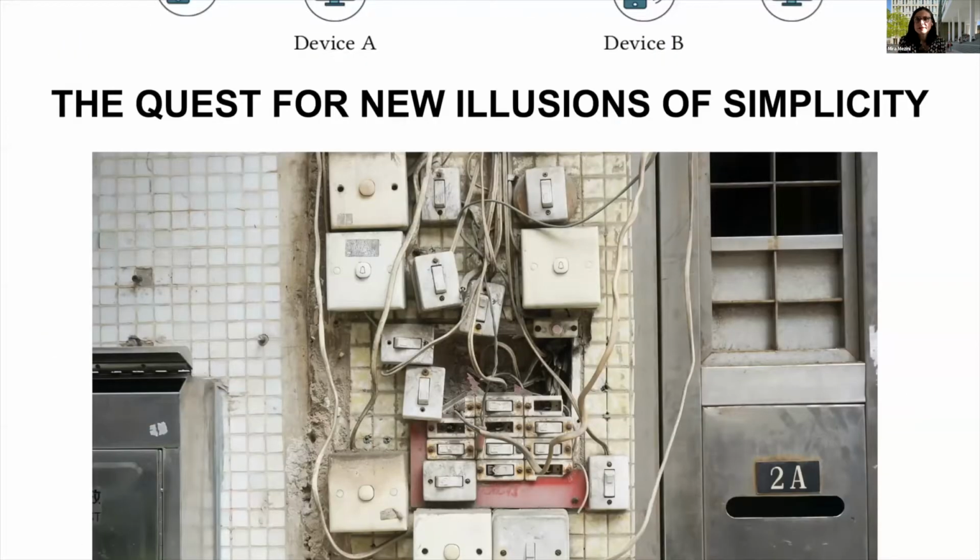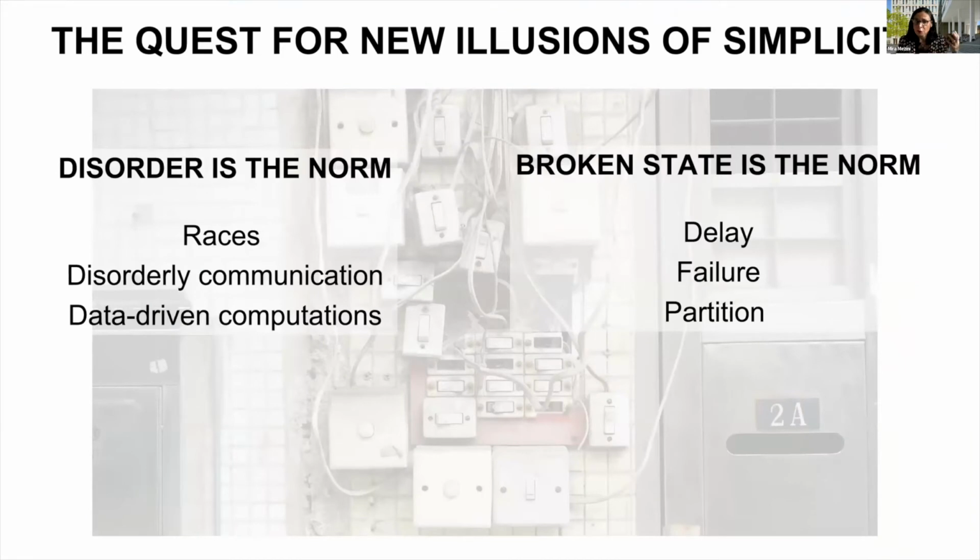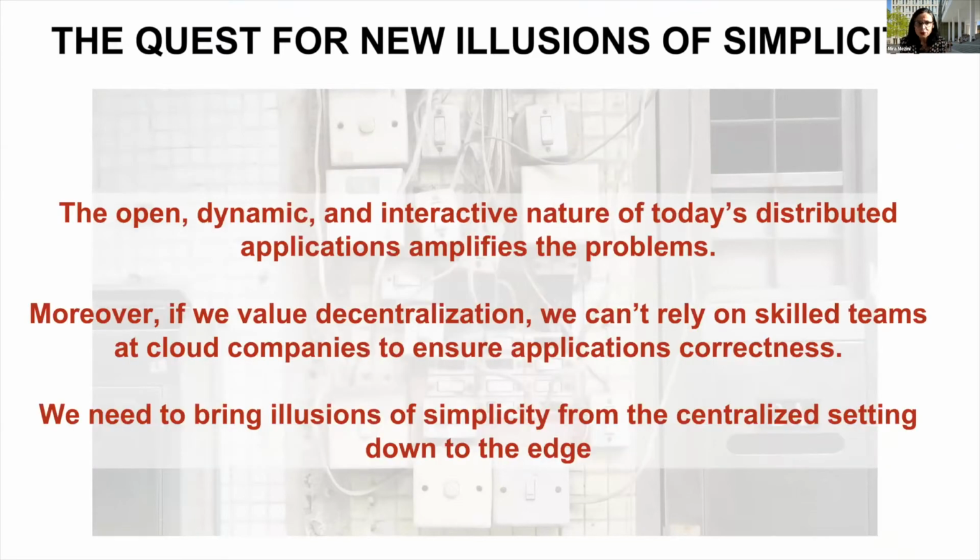Okay, to summarize, I hope that I have made the point that there is a quest for new illusions of simplicity. I mean, the world is complex and disorder is the norm, broken state is the norm. And with the new computing infrastructure and the new interactive applications, the problems have become even worse. And if we value decentralization, we cannot rely on skilled teams at cloud companies to ensure application correctness for us.